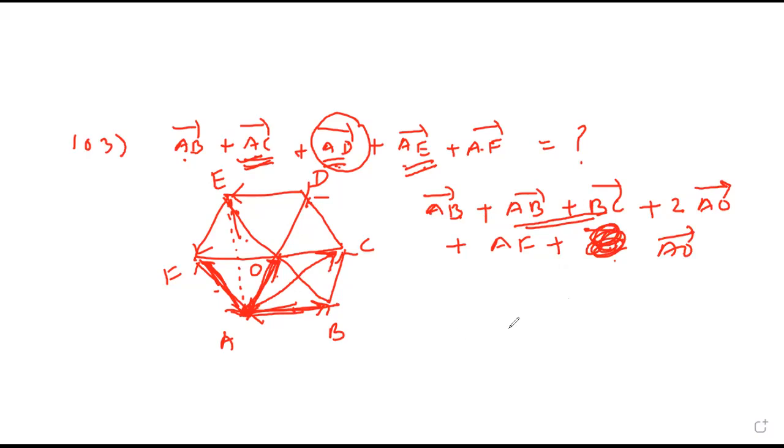Yes. So 2 AO and 1 AO. We got 3 AO, no? So AB is 2 AB plus BC plus AF plus 3 times AO, or not? Yes. Is AF, this AF, AF and BC. BC is same as AO. Yes. BC is equal to AO, opposite sides are congruent, na?